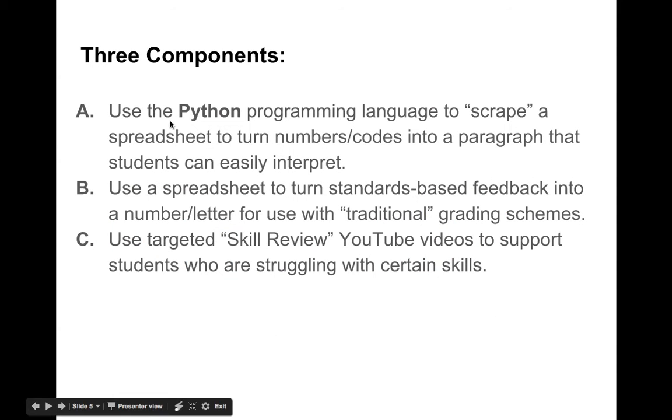So this is going to have 3 parts. I'm going to show you how I've used Python coding to go through an Excel spreadsheet or some other spreadsheet and turn numbers or letters into paragraphs that students can read and interpret easily. I'm going to show you how I use a spreadsheet to turn that standards-based or skills-based feedback into a number or a letter to enter into a more traditional grade book, or even just to create a letter grade that students understand, like an A or a D, that they can interpret as successful.